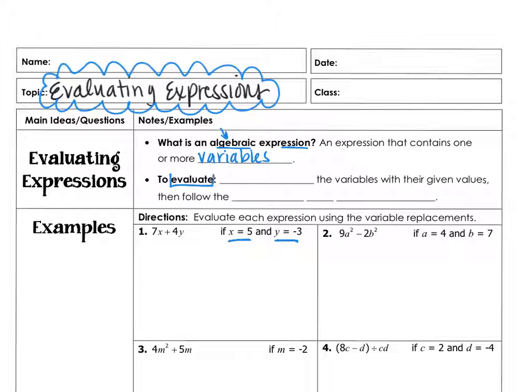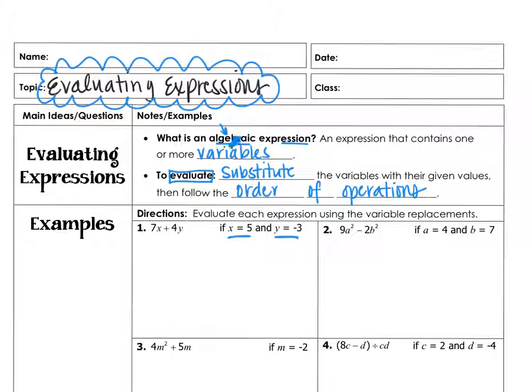So to evaluate, we have to substitute the variables with their given values and then follow the agreed upon order of operations. So in the last problems we were doing before algebraic expressions, those were called numerical expressions because we just straight up did the order of operations to find the value. Well, now we have an extra level. There are variables involved, and before we can do anything, we have to plug values in for those variables and then follow the order of operations.